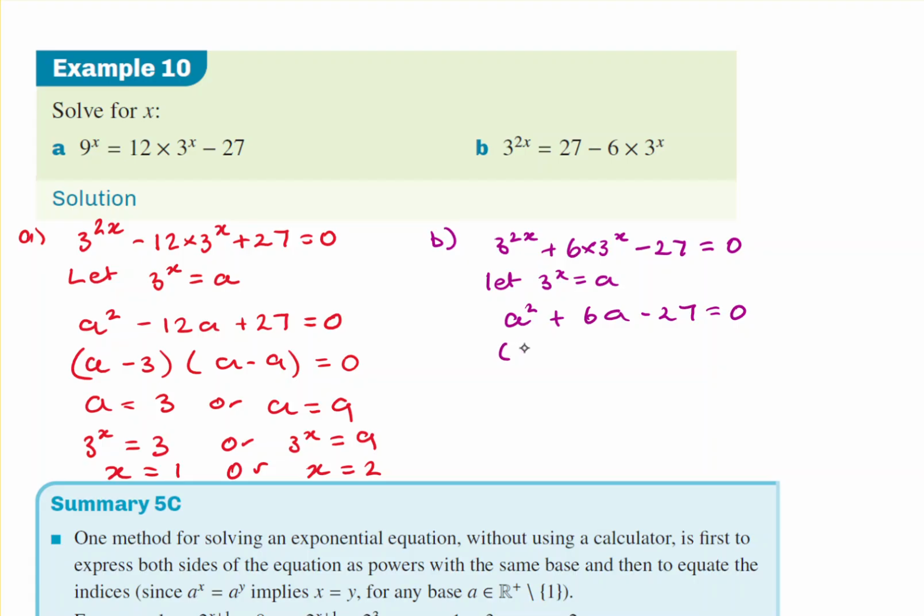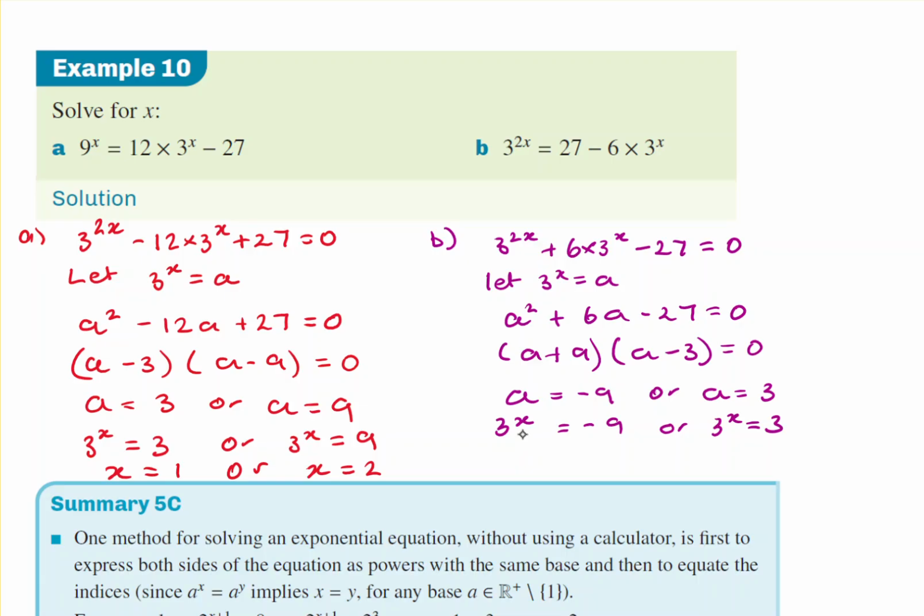So what are we going to have? We're going to have a plus 9. We want the bigger one to be positive, because it's a positive 6a, and then you've got a minus 3 equals 0. So a equals negative 9, or a equals 3. So now we have 3 to the x equals negative 9, or 3 to the x equals 3.